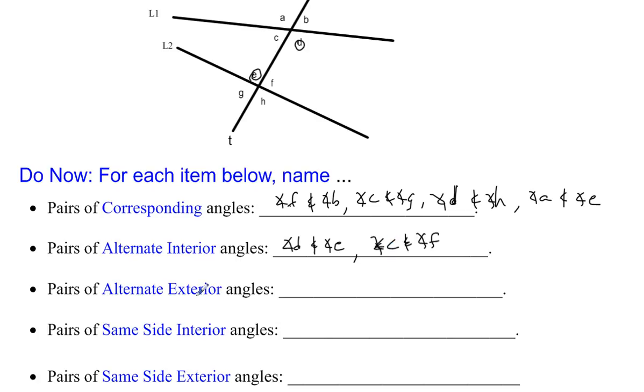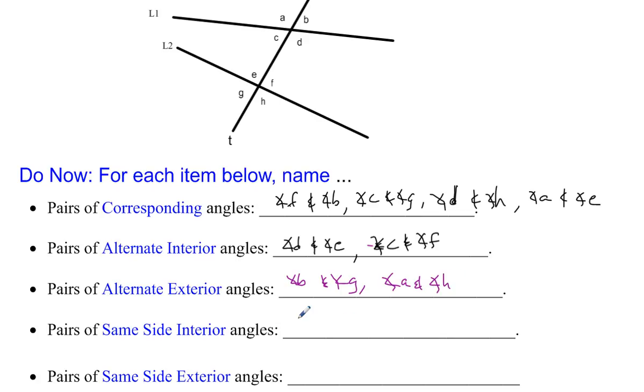Okay, how about alternate exterior angles? Well, exterior, so on the outside of the two lines. So a pair of alternate exterior angles would be angles B and G. That's one pair of alternate exterior. Another pair would be angle A and H.